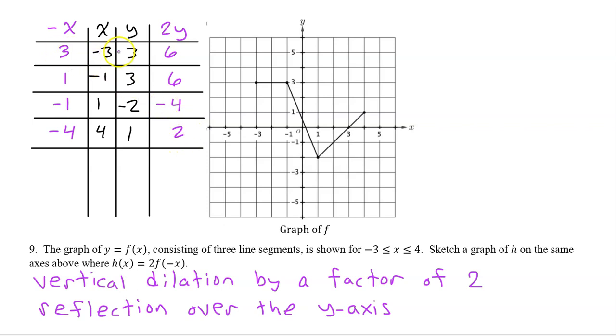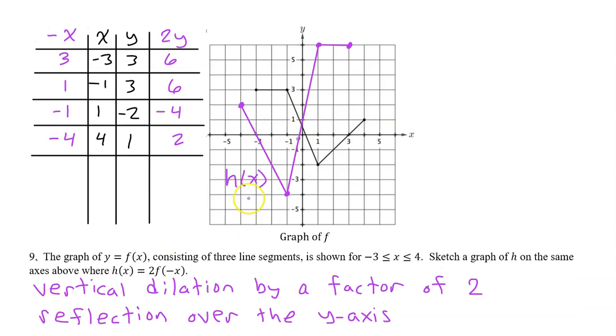Finally, I graph these purple points, which give me the transformation. To check your answer, look for the expected transformations. For example, a vertical dilation by a factor of 2 would cause the new graph to be twice as tall. And we can see that is the case. The reflection over the y-axis means the new function should be backwards, which it is. Don't forget to label the graph.